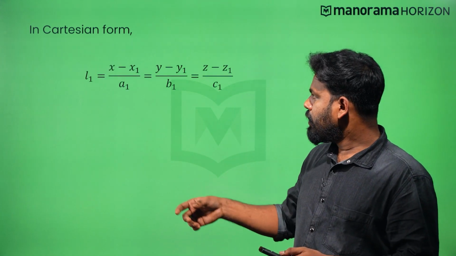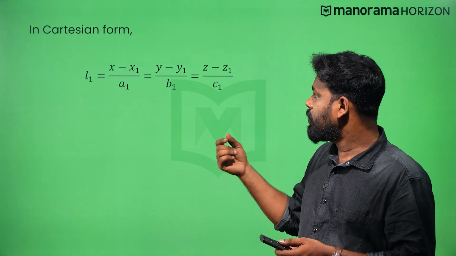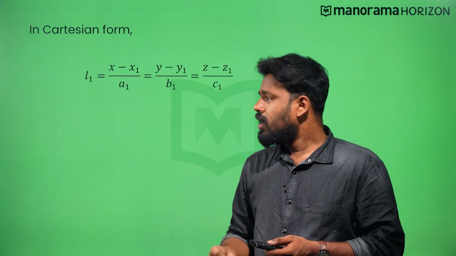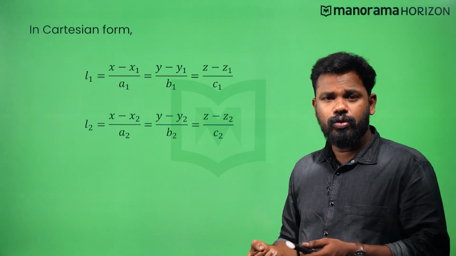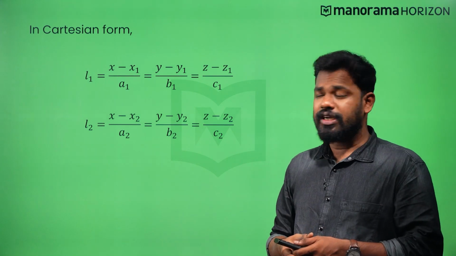Now, in Cartesian form, what will be the equation? We know that in Cartesian form, the line equation is x minus x1 by a1 equal to y minus y1 by b1 is equal to z minus z1 by c1. And for L2, it will be x minus x2 by a2 equals y minus y2 by b2 is equal to z minus z2 by c2, right?